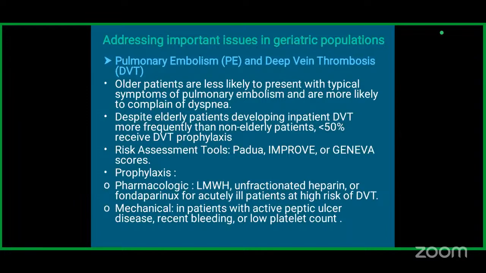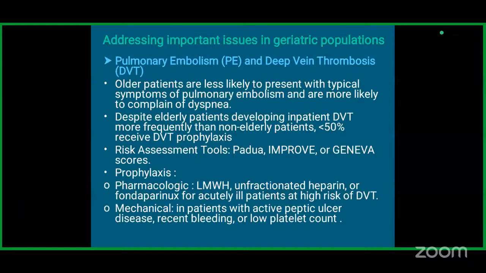Pulmonary embolism and deep vein thrombosis. Older patients are less likely to present with typical symptoms of pulmonary embolism. They are going to feel mainly dyspnea. So despite elderly patients developing inpatient DVT more frequently than non-elderly patients, less than 50% receive DVT prophylaxis.